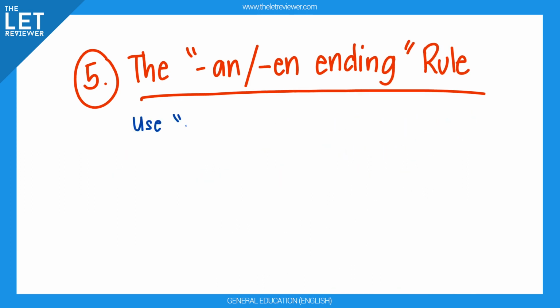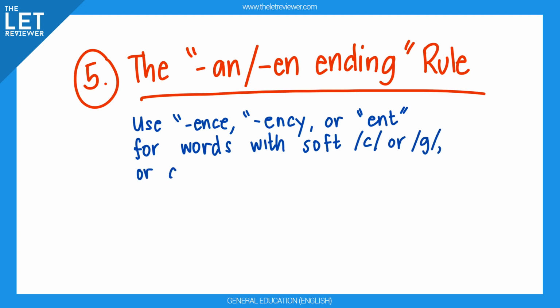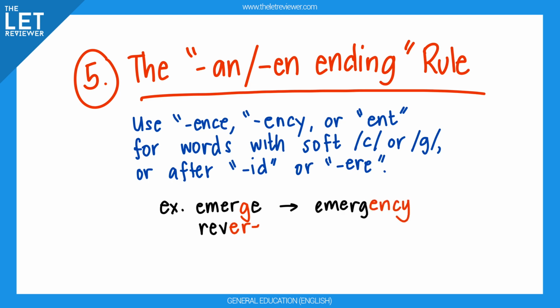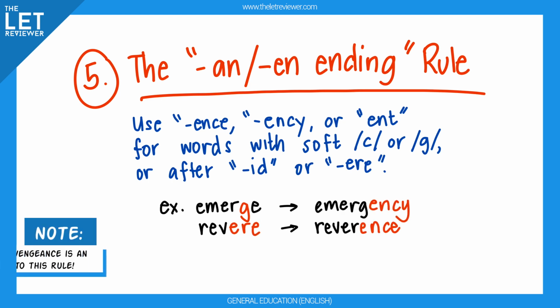To use the suffix ence, ent, and ency, the word has to have a soft C or G sound, or end with ID or ERE. So example, emerge ends with a soft G, we can change it to emergent or emergency depending on the context.